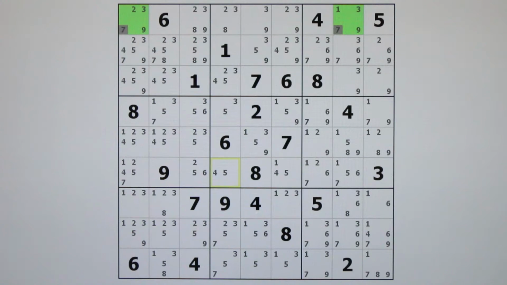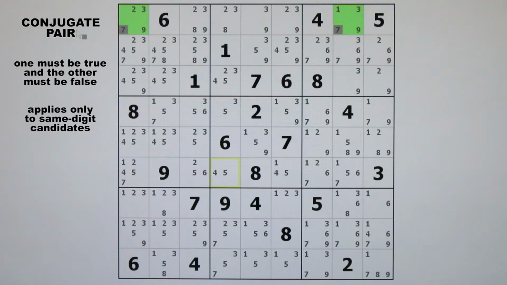Also, A and B, when they happen to be the same digit candidates like these 7s in row 1, are said to be a conjugate pair, simply meaning that one of them must be true and the other must be false. Now don't forget that, a conjugate pair. One must be true and the other must be false. There is a strong link between any two same-digit candidates that are a conjugate pair.